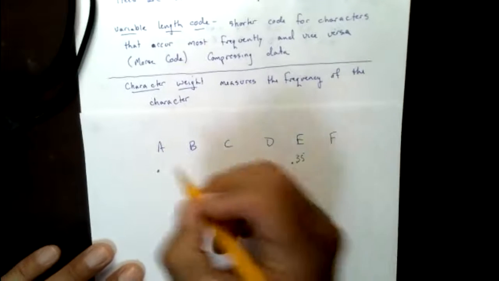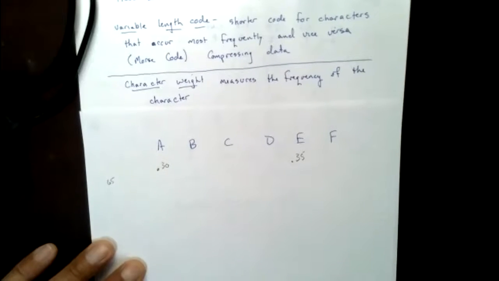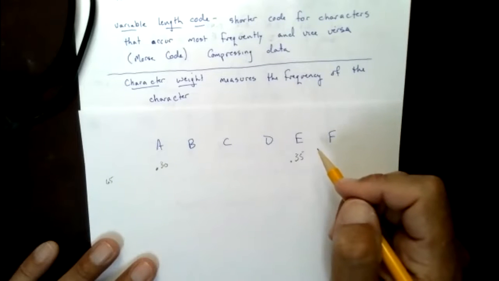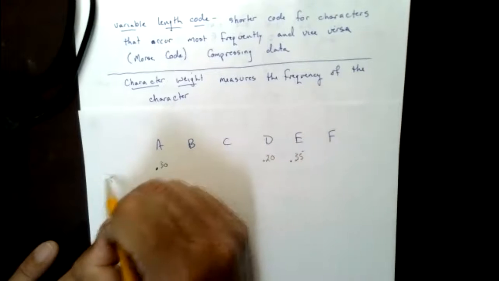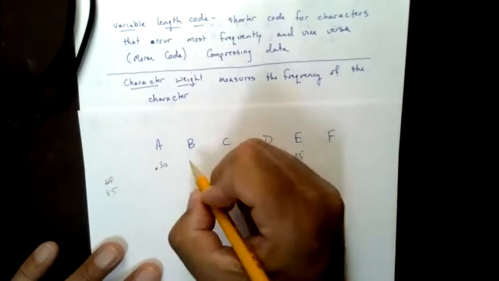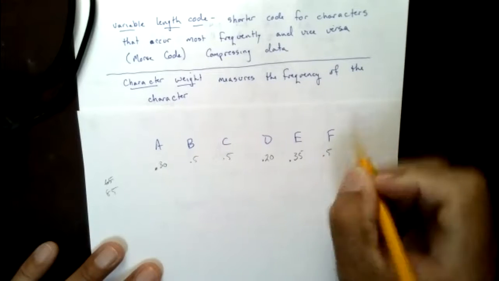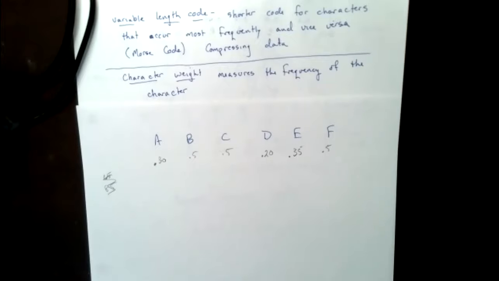30. Okay, we have to be careful. We're up to 65% and we still have 4 left. What's the next popular letter? D, 20%. That gets me up to 85. And I'm thinking that the rest of these are probably going to come up close to 5%. Okay, so my frequency weights come out to be a total of 1.